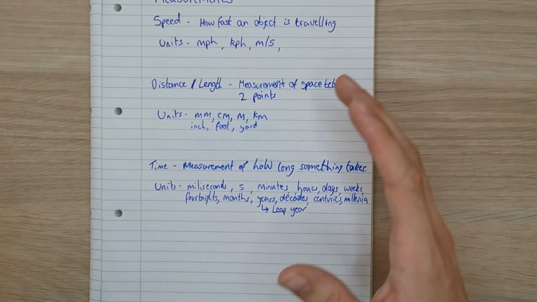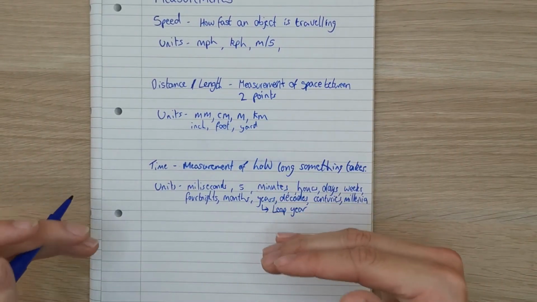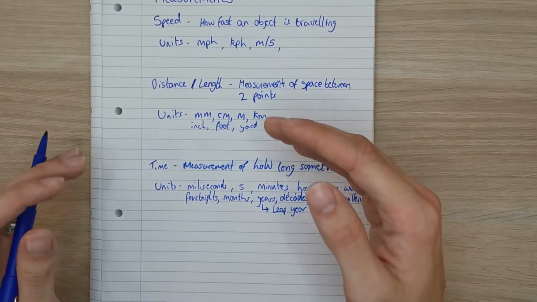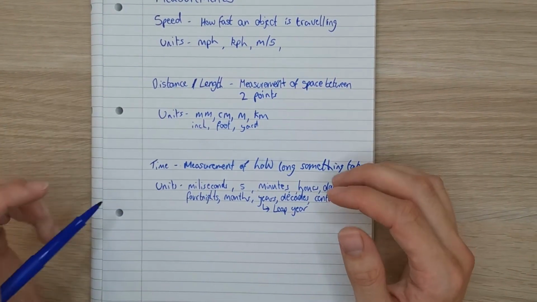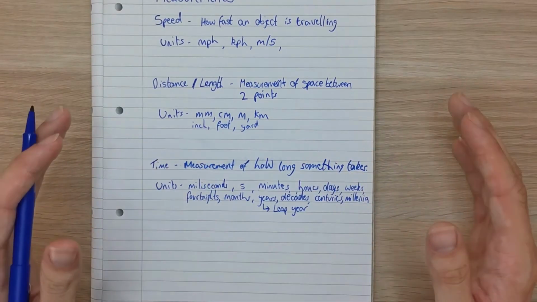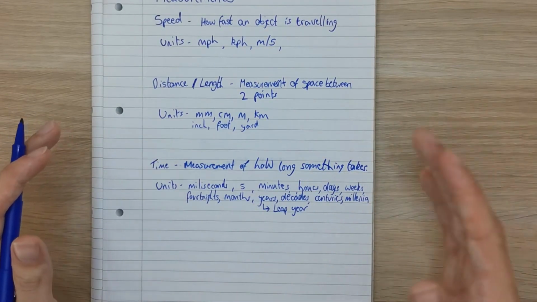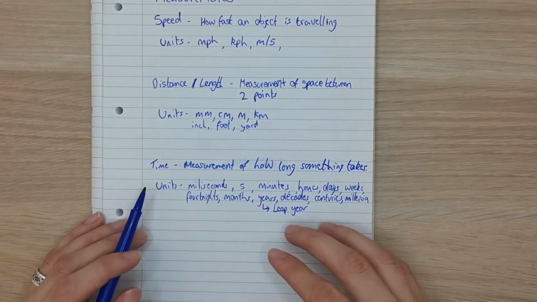The way that you measure time is using a clock. So when you're measuring distance, you might use a meter ruler, or you might use a tape measure. You'd measure speed by finding out the distance and dividing it by the time that it took. With time, the way you measure it is on a clock.